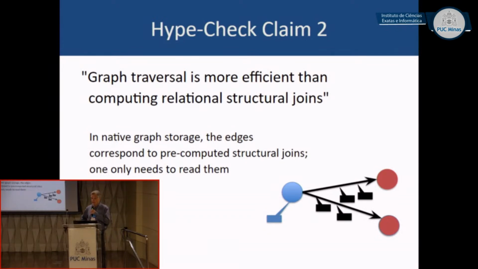Here is another claim that is being made very frequently, which has to do with performance. So the claim is graph traversal is more efficient than computing relational structural joins. Because in native graph storage, the edges really correspond to pre-computing these structural joins. So instead of at runtime finding which tuple from here matches which tuple from there, I have it pre-computed, I just read it from my storage. And this is actually one argument that I tend to buy.